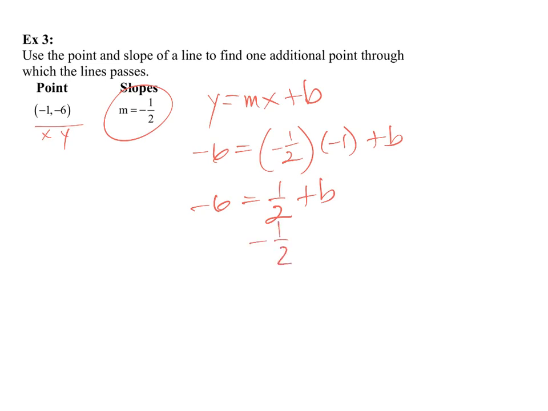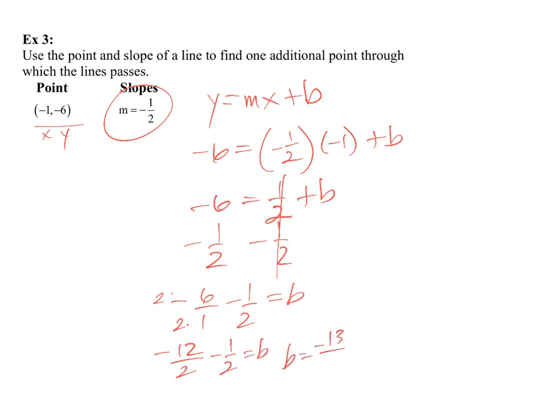Then I'll subtract a half. And I have negative 6 over 1 minus 1 over 2. Need to find a common denominator. So I have negative 12 over 2 minus 1 over 2 equals b. So b equals negative 13 over 2. We're going to use that piece of information in just a moment. Let's plug it back in to the equation.